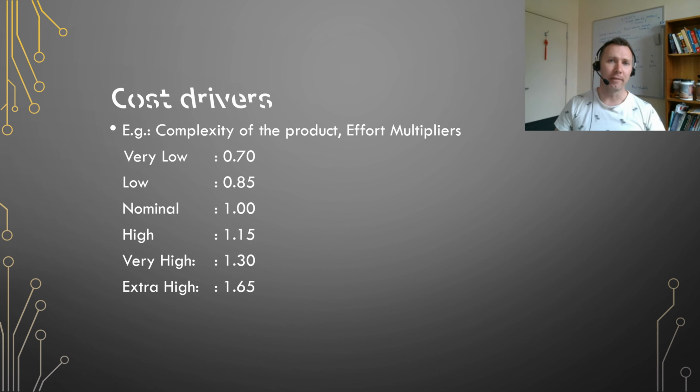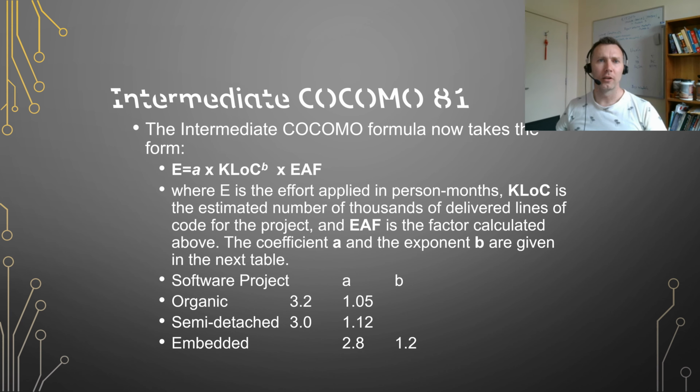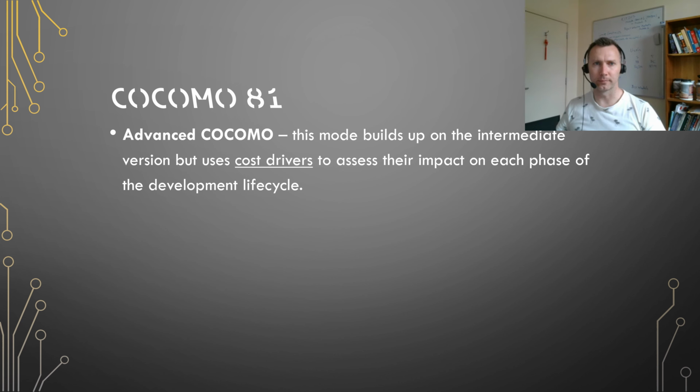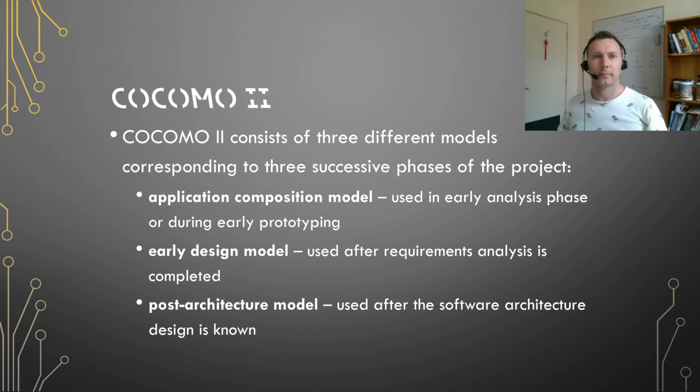And these are the effort multipliers for just one of those factors, the complexity of the product. By multiplying all of the effort multipliers for our project, we get an effort adjustment factor. So when we're doing intermediate COCOMO, we use that effort adjustment factor in the new formula. And this time we're using the coefficients A and B instead of C and K. With advanced COCOMO, it applies the effort adjustment factors to both the analysis and design phases, not just the programming phase of the project.